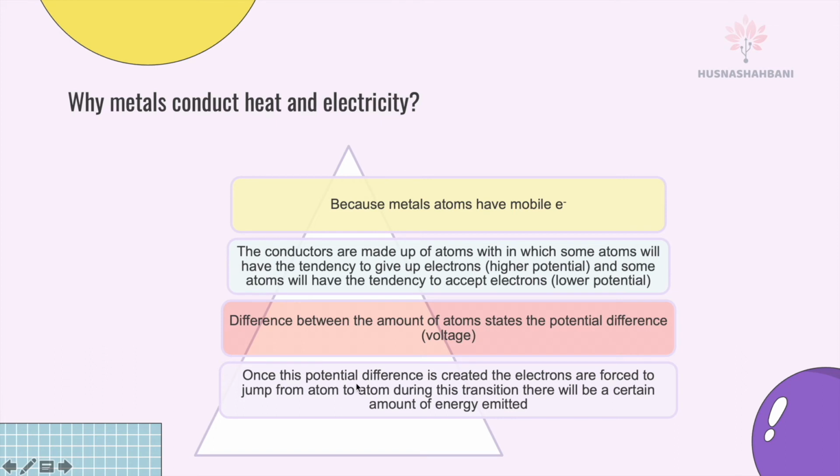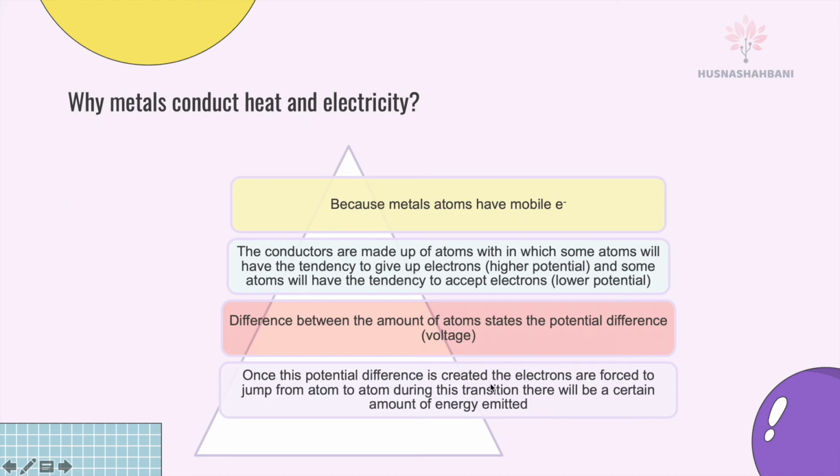So once this potential difference is created, the electrons are forced to jump from one atom to another atom. During this transition, a certain amount of energy is emitted. So we know that when an electron jumps from one atom to another atom, there is a transition of electron, and when there is a transition, a certain amount of energy is emitted.